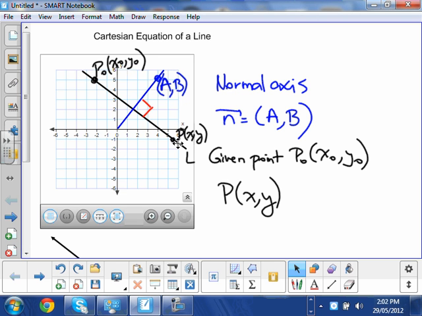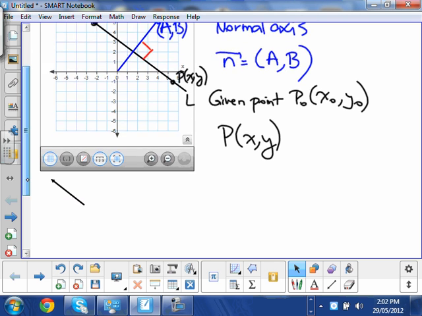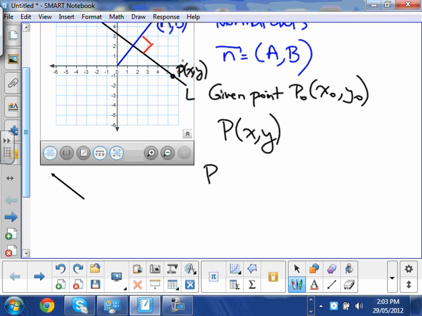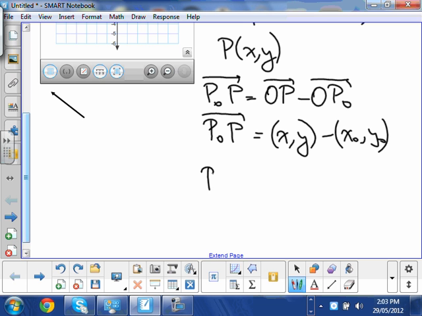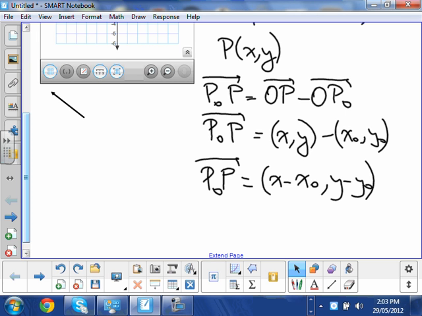Let's construct together the vector P0P. P0P is, by definition, using position vectors, OP minus OP0. So P0P can be written as OP, which is x y, minus x0 y0. So P0P is x minus x0, y minus y0. Good. So that is the vector P0P.